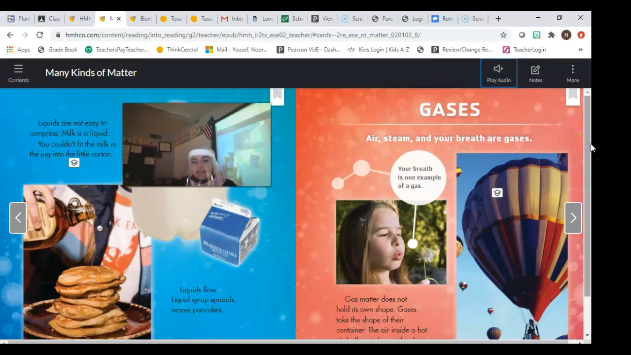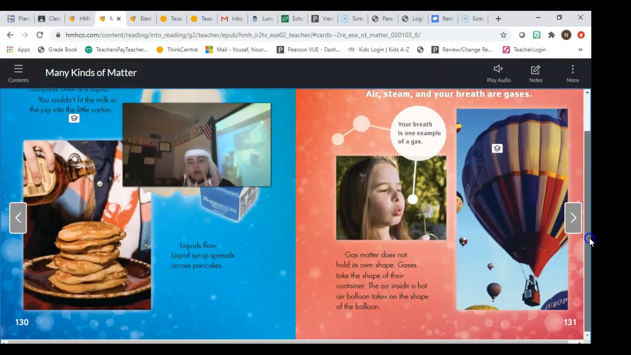Gases. Air, steam, and your breath are gases. Your breath is one example of a gas. Gas matter does not hold its own shape. Gases take the shape of their container. The air inside a hot balloon takes on the shape of the balloon. Very good. Okay. Let's keep going.